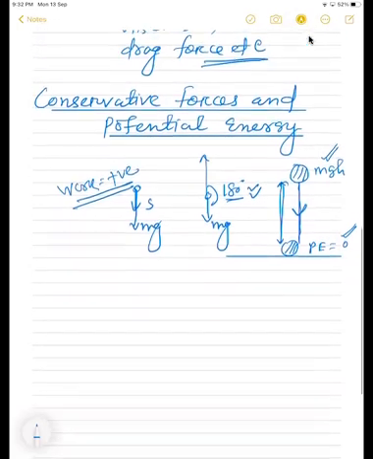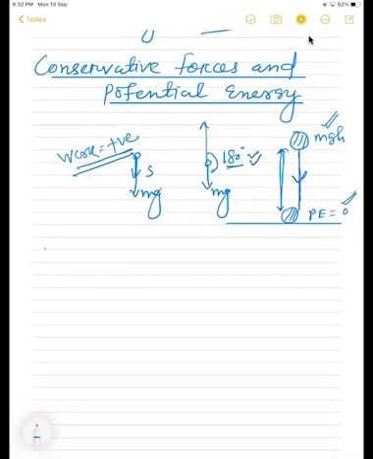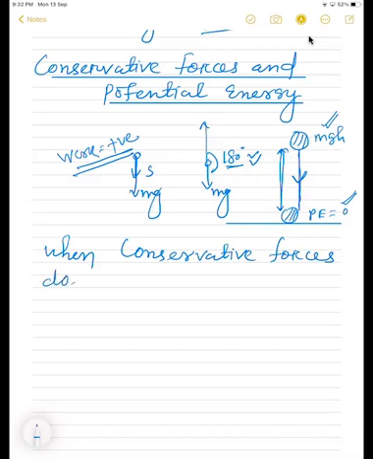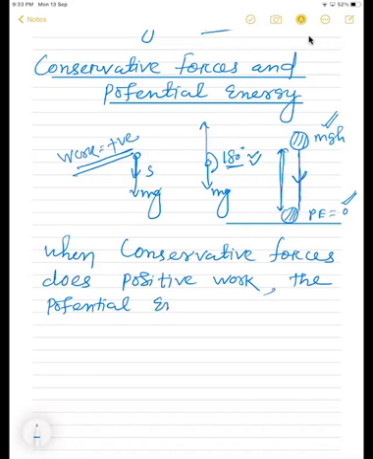So from that point of view, we can conclude one thing: when conservative forces do positive work, the potential energy of the system decreases.